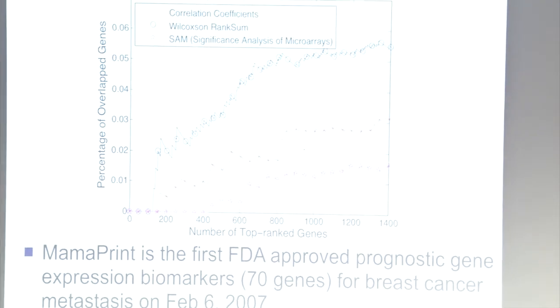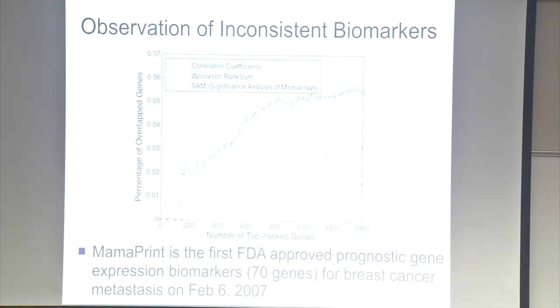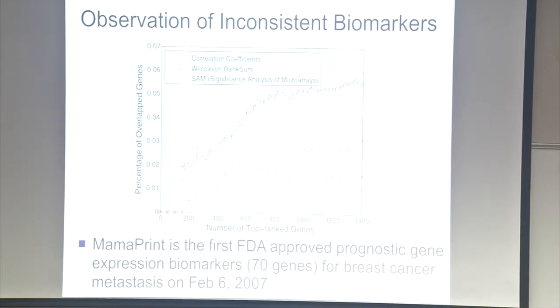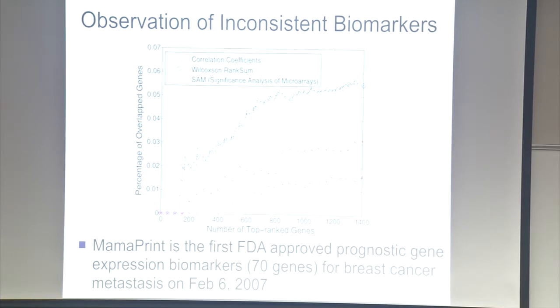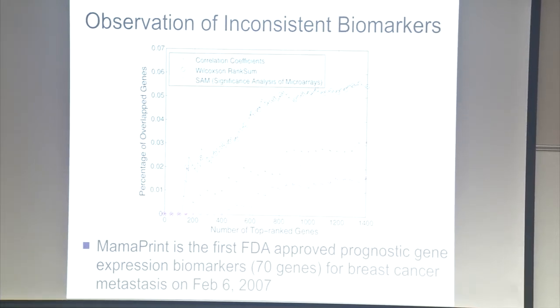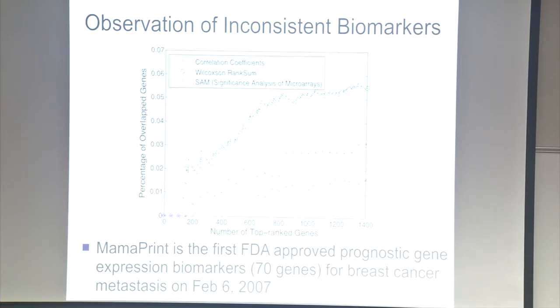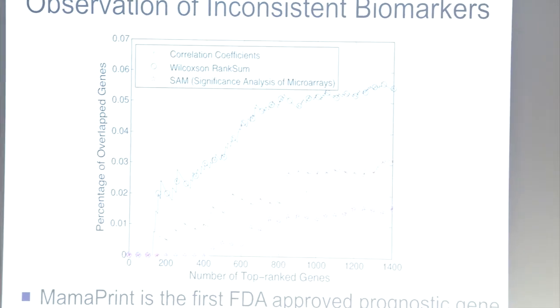So we use 3 different ways to identify biomarkers, I think from 2 different data sets. And we try to see if we find the same biomarkers from the 2 data sets. You can see at the top 100, the overlap is 0. It's only until about 180 that you start to see some overlaps, so 2 or 3 genes that are actually in common.